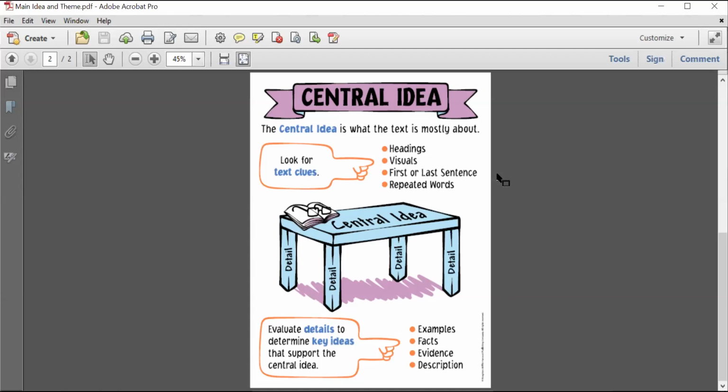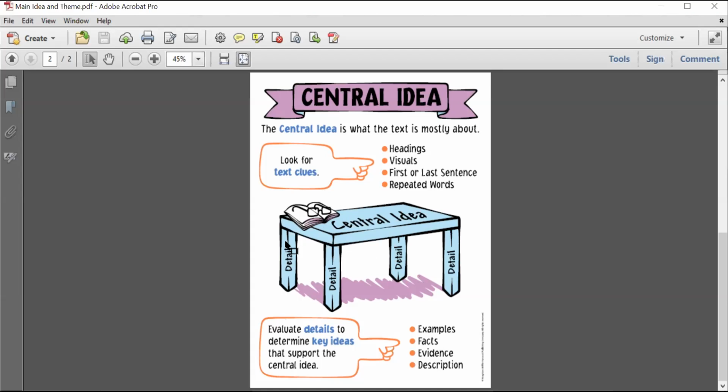Okay, now you may notice this little table. Now, when we have our central idea, we need to support it with details in the text, okay? So for instance, let's use Charlotte's Web. The main idea of Charlotte's Web is a spider saves a pig by writing words in her spider web, okay?